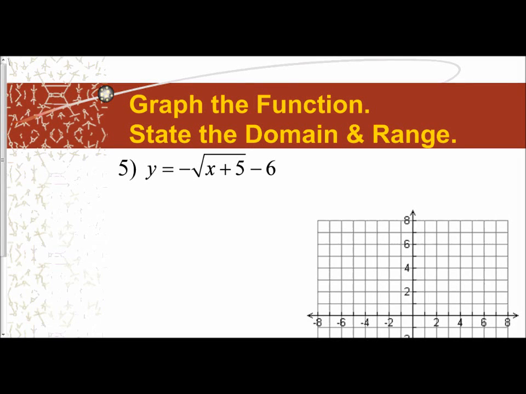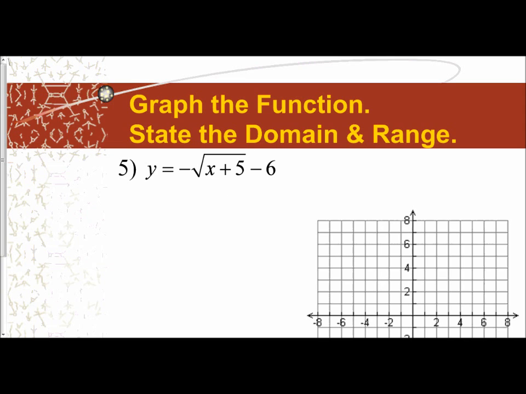In this video, we're going to continue examining how to graph square root functions by identifying the a, h, and k value of the transformations and plotting on the graph, and from there, state the domain and range. So here we have y equals the negative square root of x plus 5 minus 6.